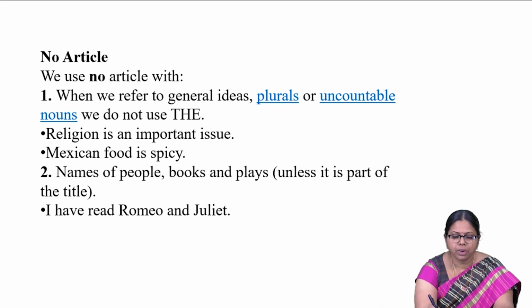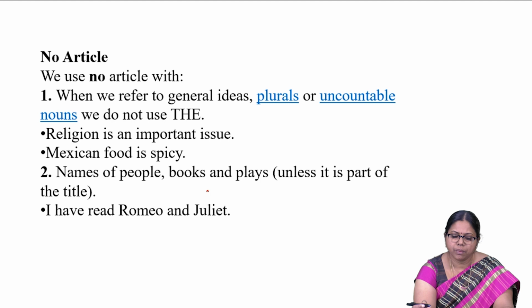For example, religion is an important issue. Here we are just referring to a general idea. And Mexican food is spicy. So before such nouns, we do not use articles.